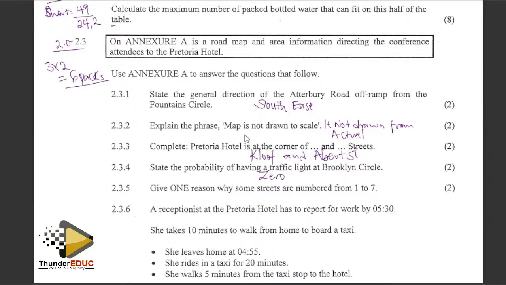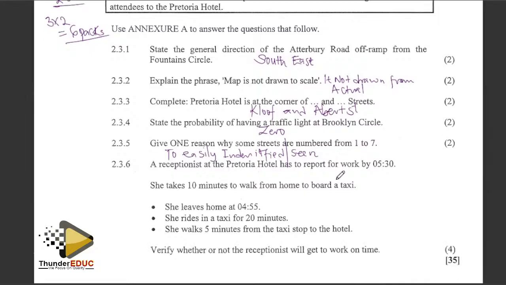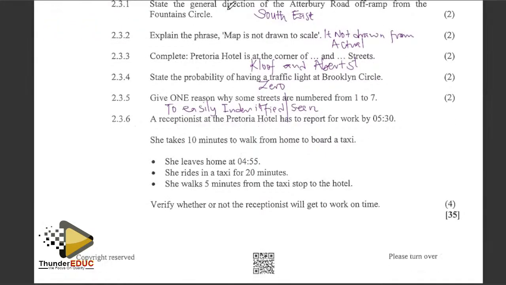Give one reason why some streets are numbered 1 to 7. We can say to be easily identified or easily seen, clearly seen. Or, these are the main streets around the hotel. All right, there we go.